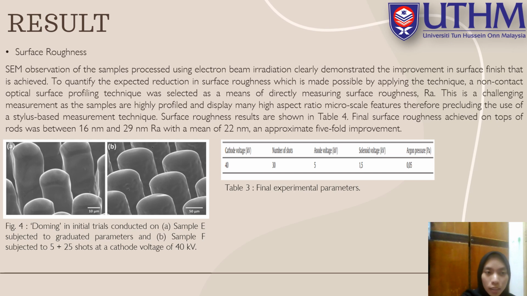This is the result. Surface roughness: SPM observation of the sample processed using electron beam irradiation clearly demonstrated an improvement in surface finish that was achieved. To quantify the expected reduction in surface roughness, a non-contact optical surface profiling technique was selected as a means of directly measuring surface roughness (Ra). This is a challenging measurement as the sample is highly profiled, displaying many high aspect ratio microscale features.